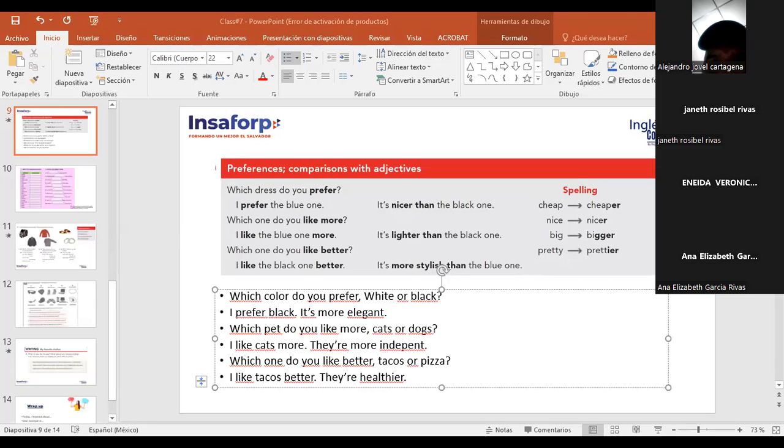Which do you prefer, the city or the farm? I prefer the farm. Life is better. Life is more peaceful. More questions. Okay, Irma, I like the cold weather in the morning. Okay, any other question? Which do you prefer, coffee or milk? You prefer milk. I prefer coffee.